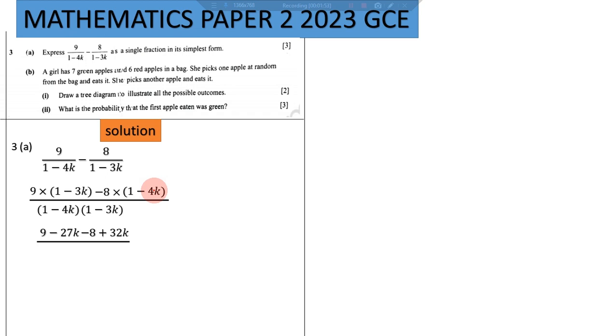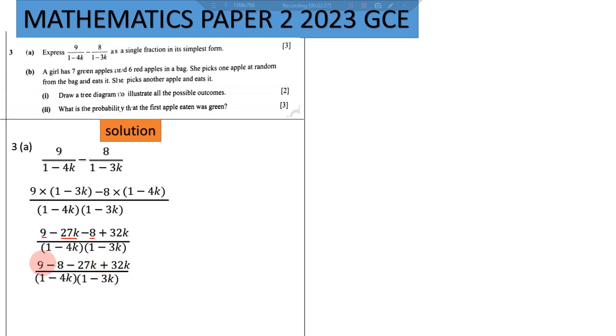Now from there, we are just going to put the like terms together. Don't forget the denominators. So the 9 and the negative 8 will be put together: 9 minus 8, then negative 27k plus 32k. Remember, they are not crossing any equal signs, so do not change their signs. Negative 27 is still negative 27. Same applies with 32, 8, and 9.